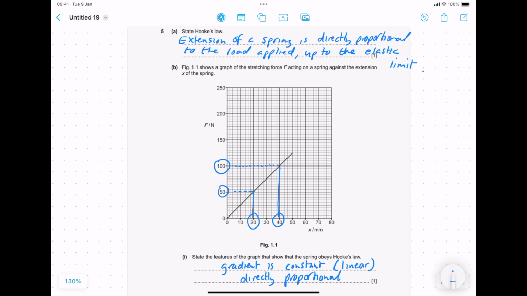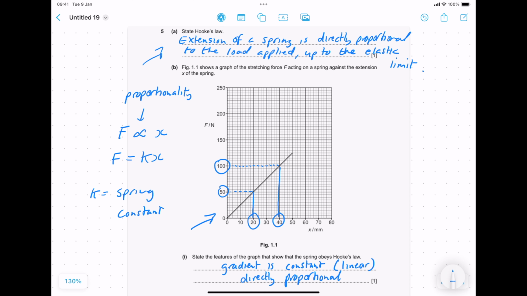Right, so we can express this definition and this graph as a mathematical relationship. This is not asked in the question, but I'm just going to write it here for your understanding. So F is directly proportional to X. That little symbol there is the proportionality symbol. Okay, and if we turn that into a regular equation, that will become F equals Kx, where K is the spring constant. So that is unique to the spring.